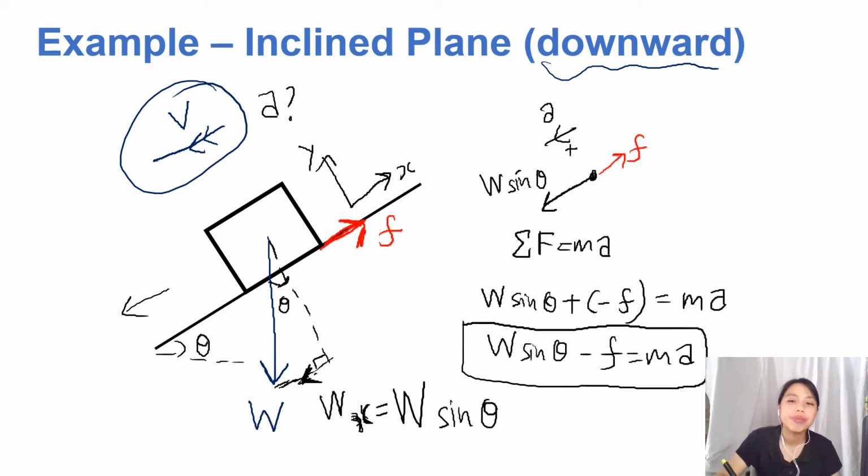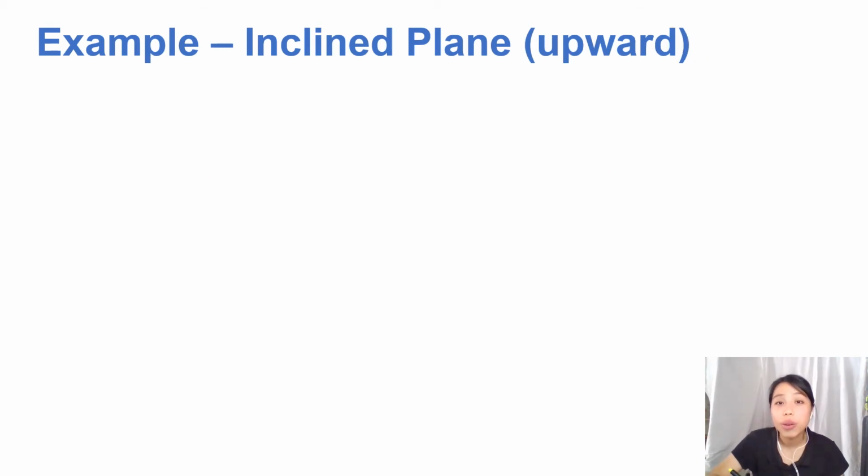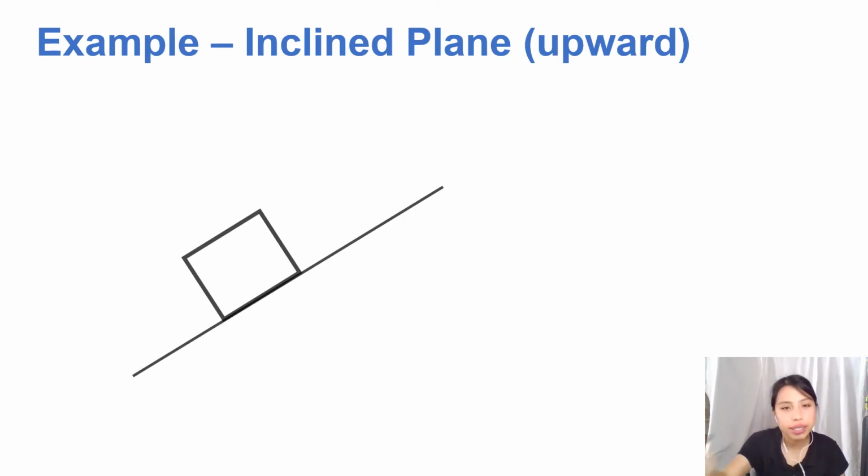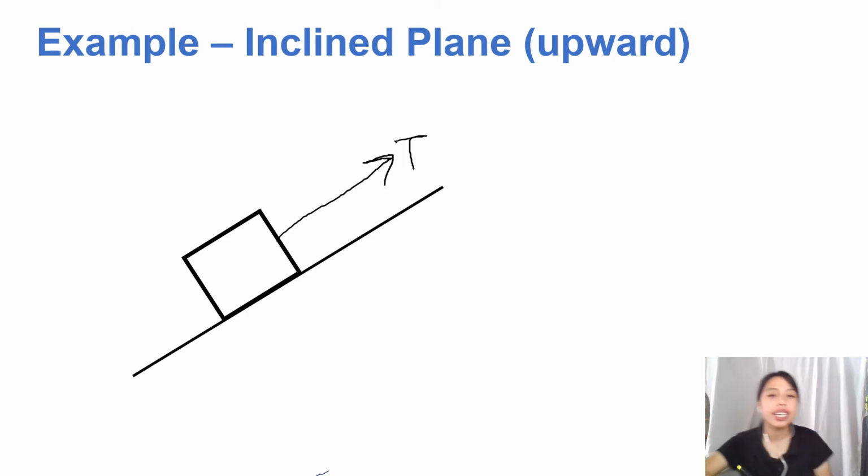There we go. So this is for a block sliding downwards. Now, what if the box is sliding upwards on the same plane? Maybe because you tied a rope there, so you have some tension force pulling it up. Now, for fun, let's draw all the forces for this acceleration, trying to find what it is.